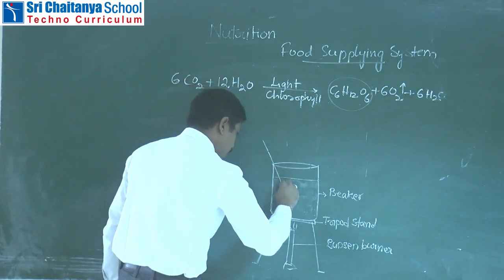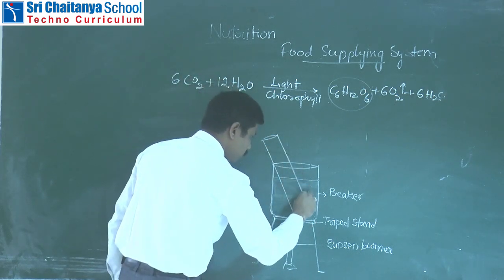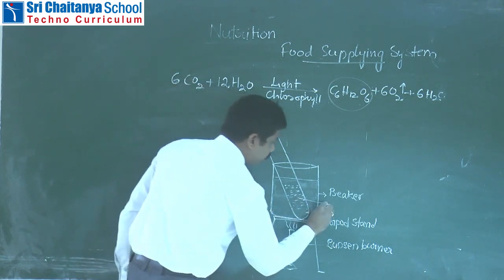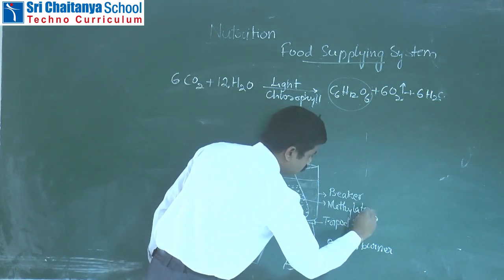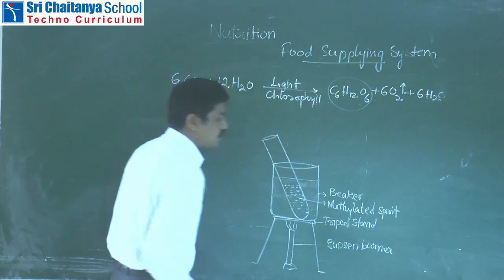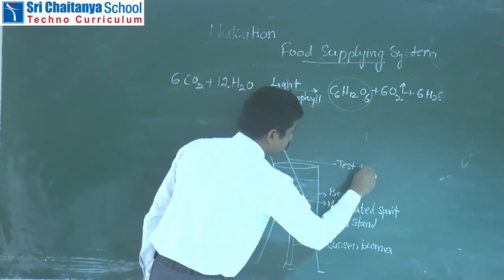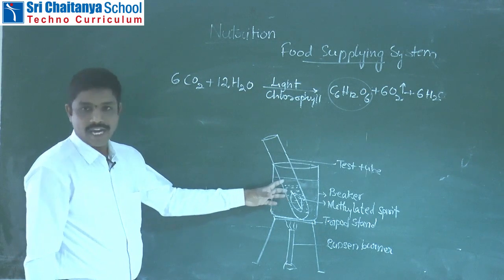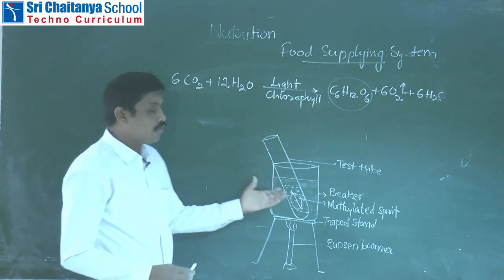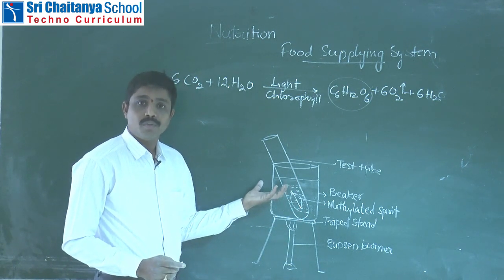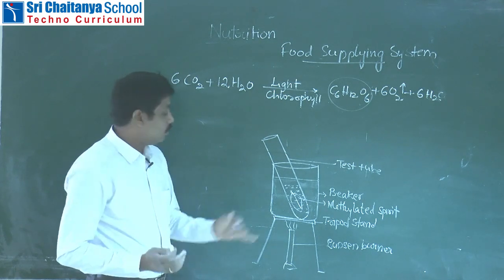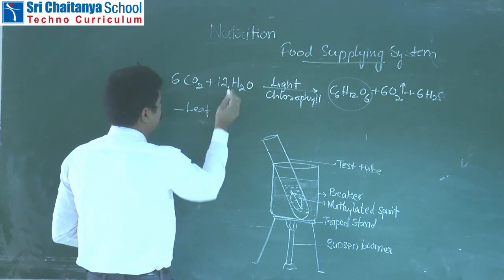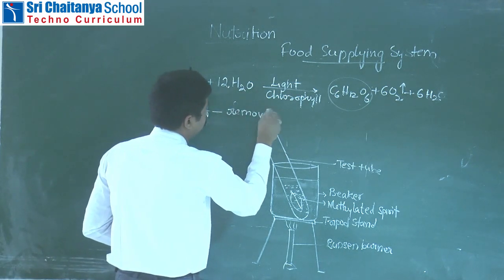And take the test tube. This test tube is filled with methylated spirit. And boil the leaf on the water bath, not directly. So why should we boil the leaf? What happens when we boil the leaf in methylated spirit? Whenever we boil the leaf in methylated spirit, the leaf is freed from chlorophyll. That is, it removes chlorophyll.